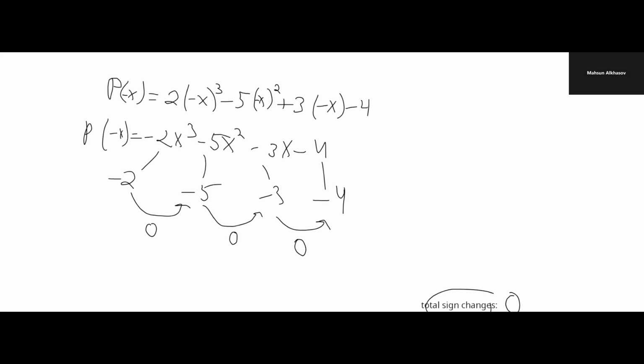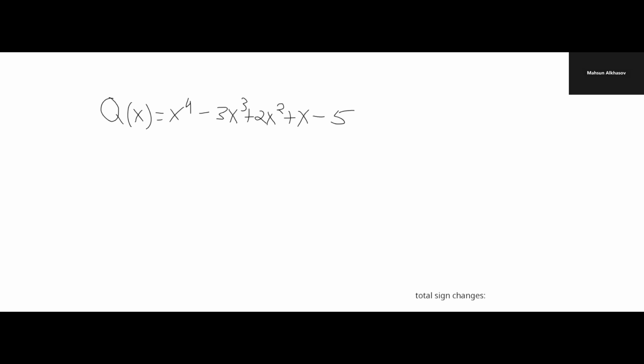And as we remember, according to Descartes' rule of signs, if there is no sign change, then there is no possible number of real negative or positive solutions to the equation. So therefore, the number of negative real roots is 0. And now we'll look at the final example to make it more clear.